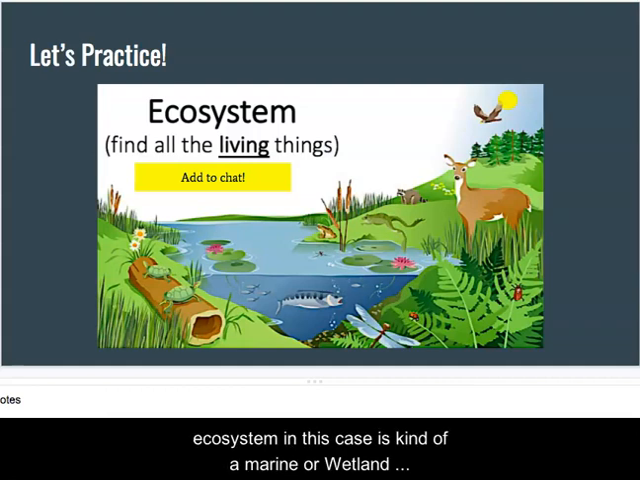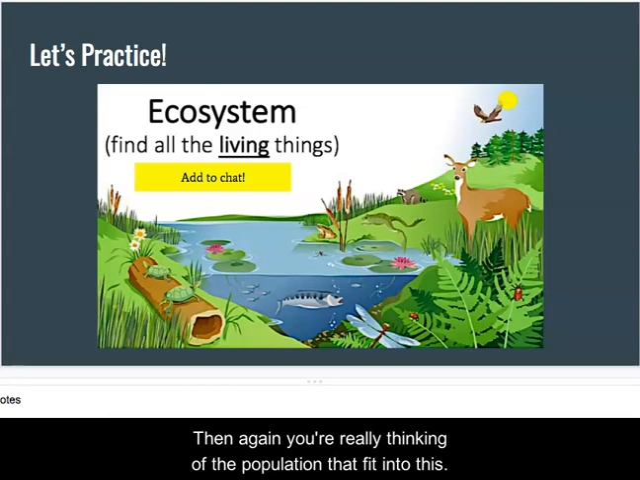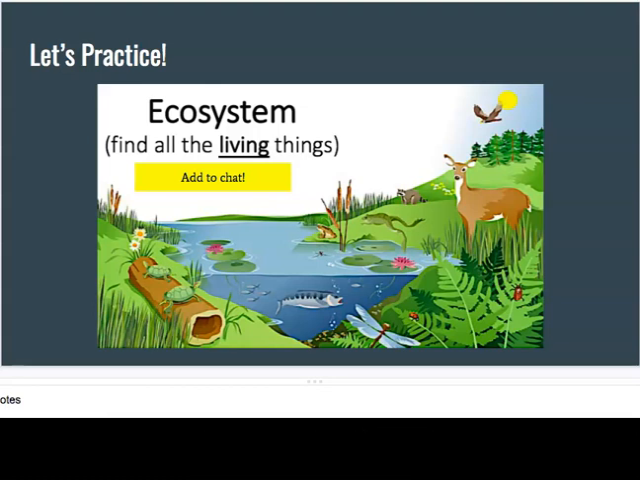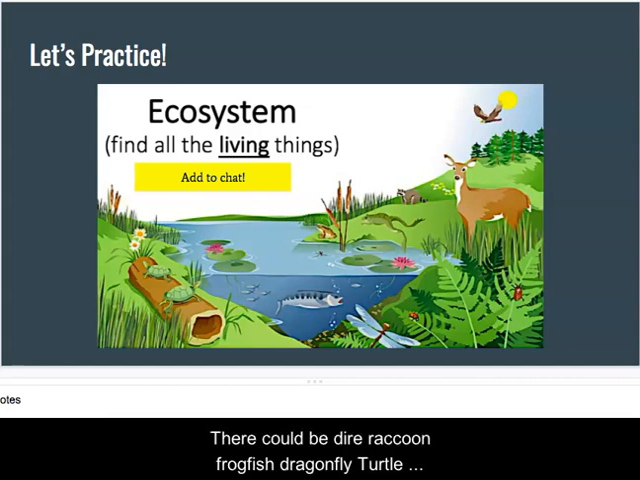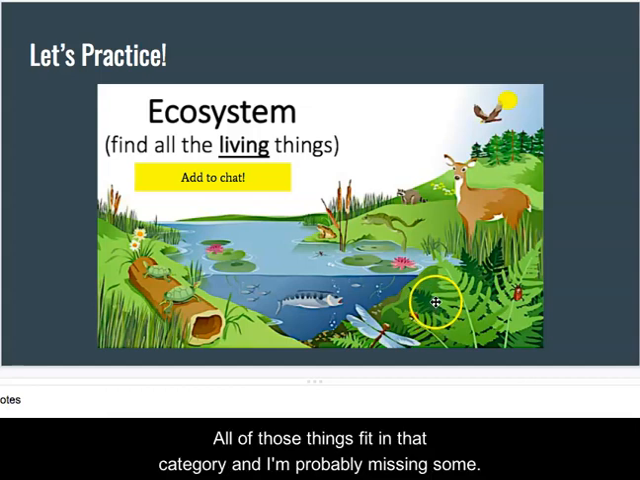Here is an ecosystem. In this case, it's kind of a marine or wetland ecosystem. And thinking about all of the living things in that ecosystem, what are the living things in that ecosystem? And again, you're really thinking of the populations that fit into this community. There could be deer, raccoon, frog, fish, dragonfly, turtle, grass, cattails, hawk, trees, ladybugs, ferns, lily pads. All of those things fit in that category, and I'm probably missing some.